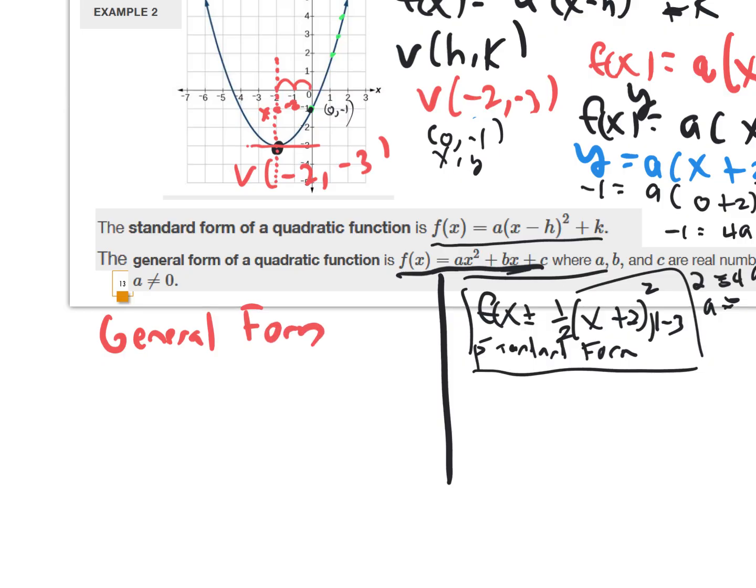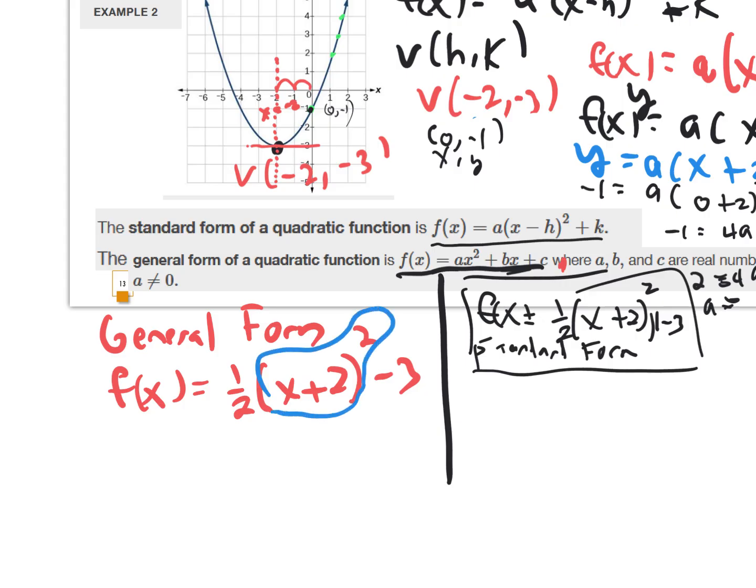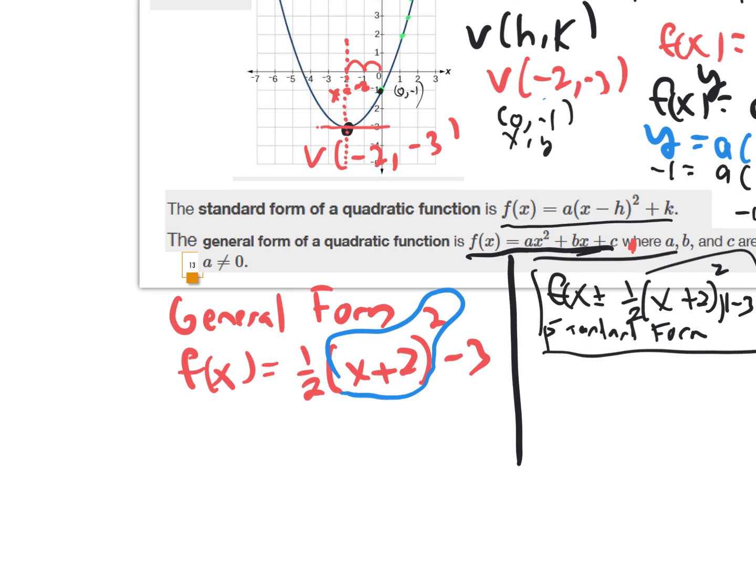General form. I'm going to get my f of x. I'm going to put standard first. Is my 1/2 times x plus my 2 all squared minus a 3. In order to get the a, the b, and the c, you have to break this thing apart. And the first thing I'm going to do is take care of x plus 2 squared. Feel free, you want to do it on the side.